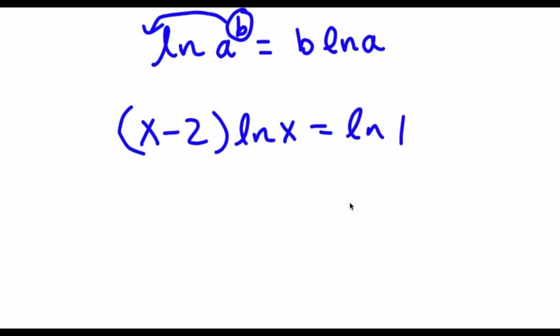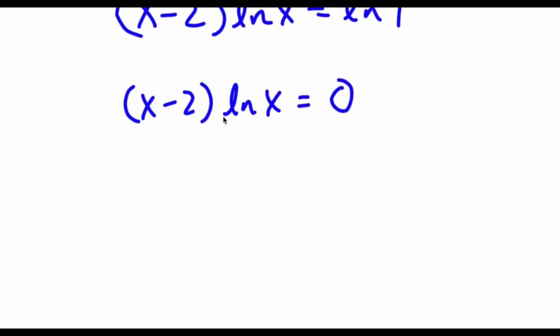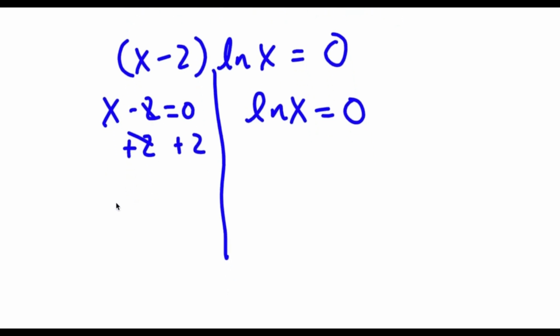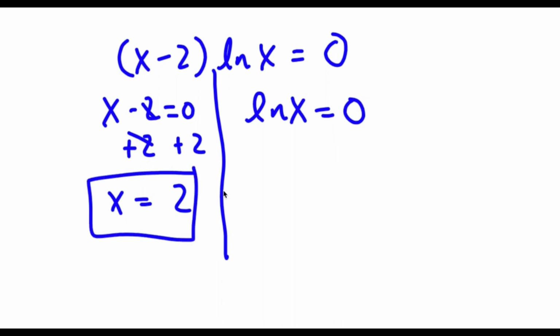So now, ln 1 is actually equal to 0. So now I have x minus 2 times ln x is equal to 0. So now this is going to give me two equations. I have x minus 2 is equal to 0, and I also have ln x is equal to 0. So for x minus 2 equals 0, all I have to do is simply add 2 on both sides, and I get x is equal to 0 plus 2, which is 2. So this is one solution.